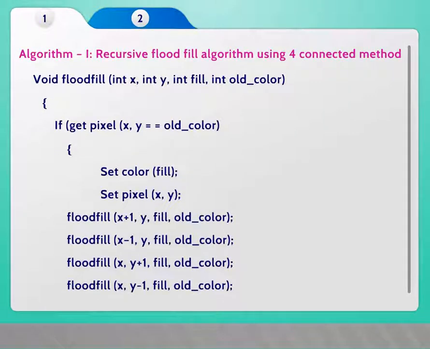Algorithm 1. Recursive flood fill algorithm using 4-connected method. void floodFill(int x, int y, int fill, int old_color). If getPixel(x, y) is equal to old_color, set color to fill, setPixel(x, y).